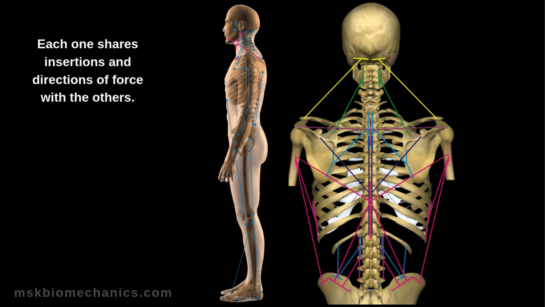Each one shares insertions and directions of force with the others. When one shortens, the forces on that joint change, and the body must readapt to stay in balance. It does so by redistributing the load, and the price is paid elsewhere. Another joint loses its alignment, often far from where it all began.